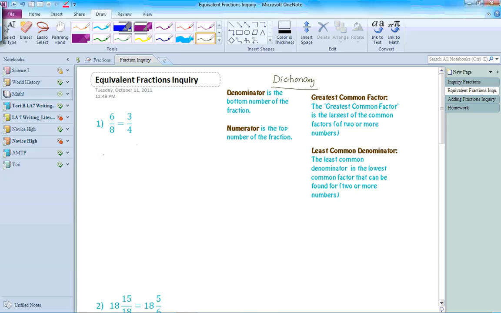So 6/8 equals 3/4 because... 6/8 equals 3/4. Now, how do we get 8 down to 4 and 6 to 3? Well, first you have to do the denominator, which is the bottom number, because of our dictionary. So, 8 divided by 2 equals 4. So, you do the numerator too. 6 divided by 2 equals 3. So that's why it gives you 3/4, which makes this true.